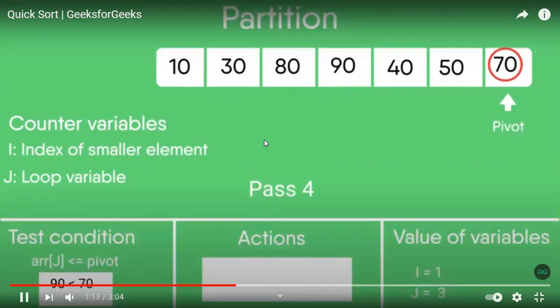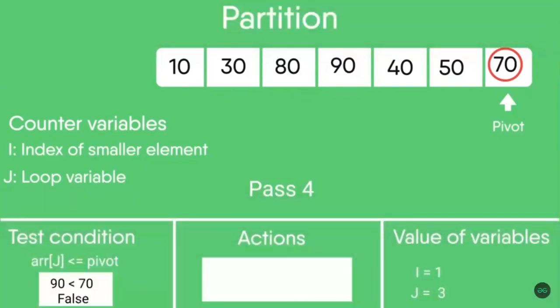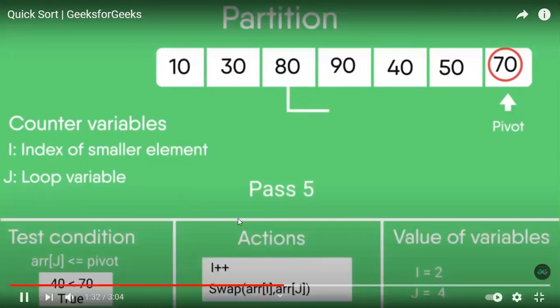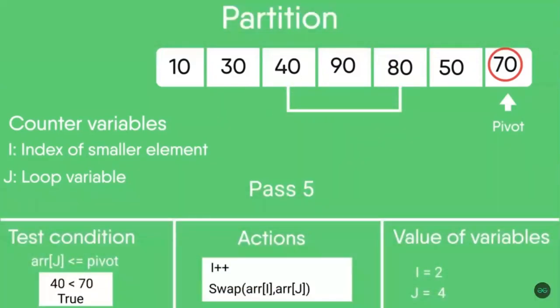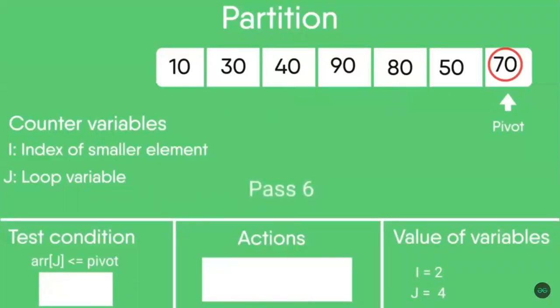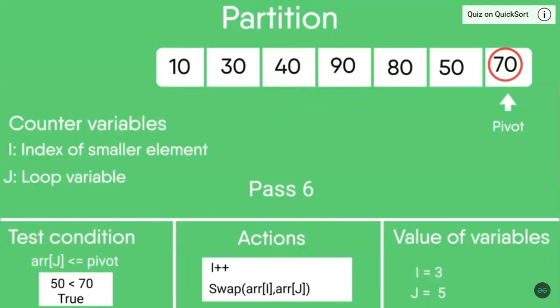Next, j value equals 3. 90 is less than 70? False. No change, no actions. j plus plus, j value equals 4. Then 40 is less than 70? Yes. I plus plus, I value is 2. Swap 40 and 80. Then j value equals 5. 50 less than 70? If yes, increment the I value to 3. Swap both elements.